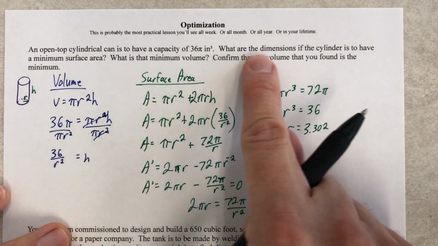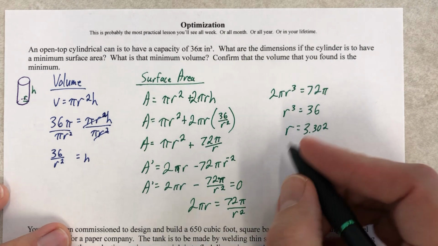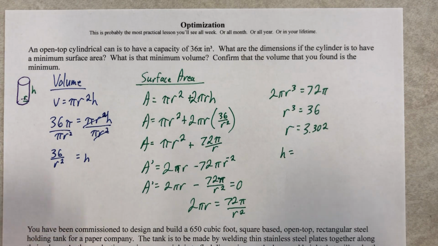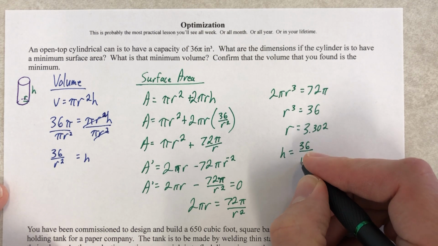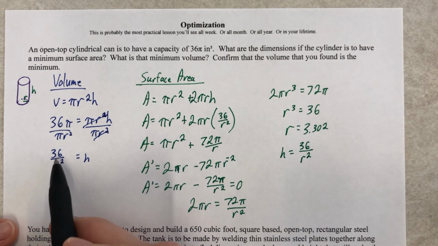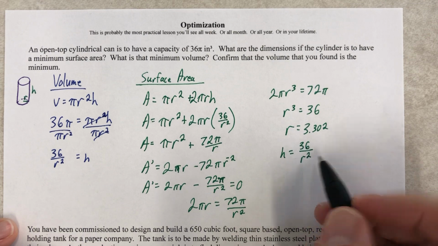Okay, let's read again. Took care of the first sentence. What are the dimensions? Okay, oh, we got the r. We don't have the radius. I mean, we don't have the height. We have the radius. So we're going to do 36 divided by r squared. Okay, I'm pulling that from here, not making that up. 36 divided by r squared.